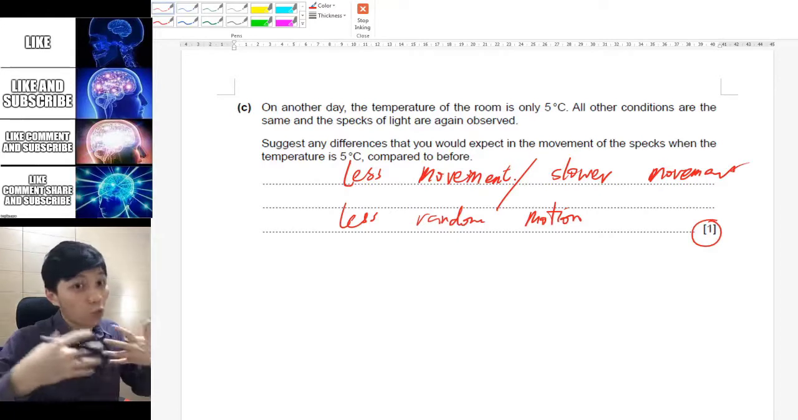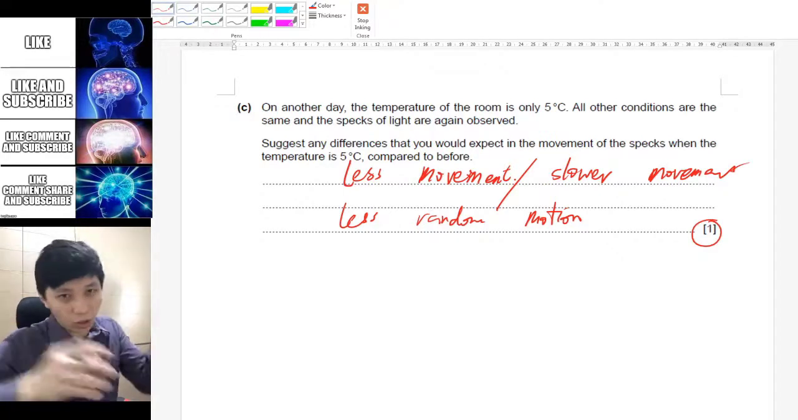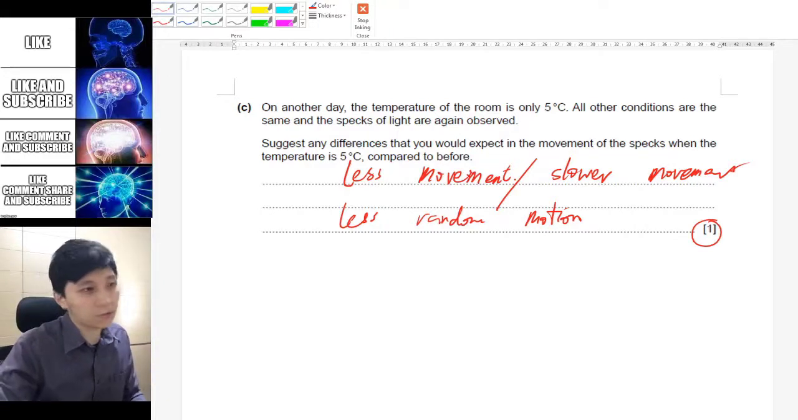Imagine the worst case, where it has a lot of energy and is moving so quickly, then it will be even more random. So these are the possible answers.